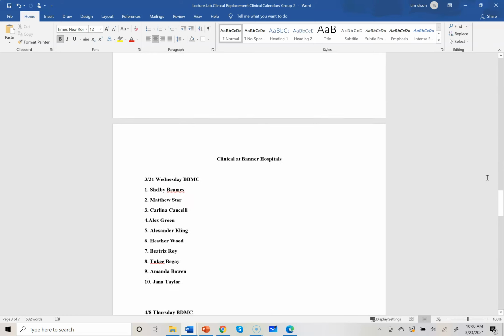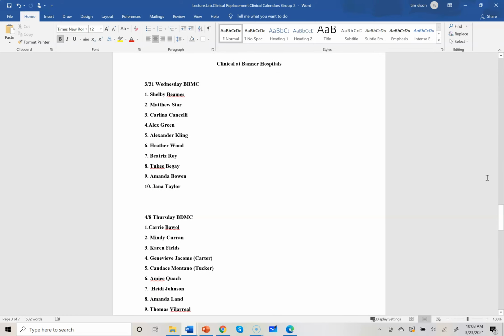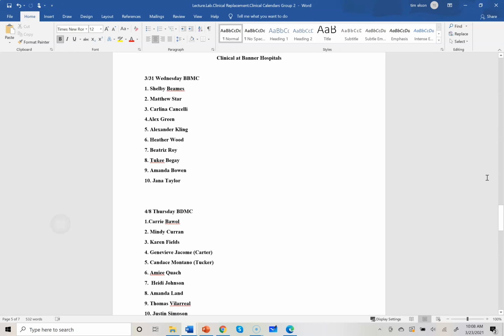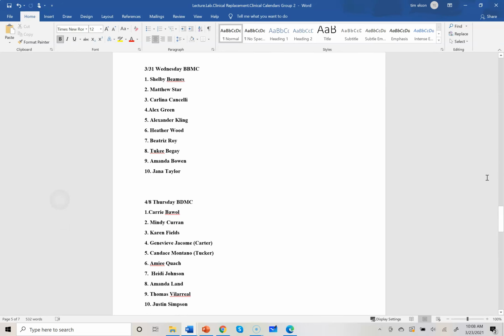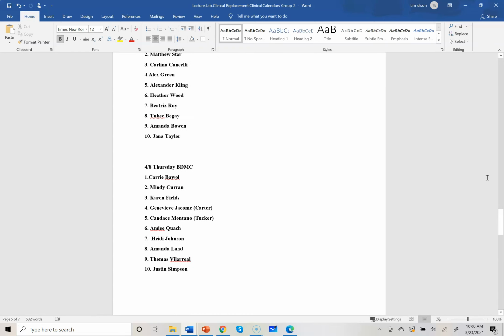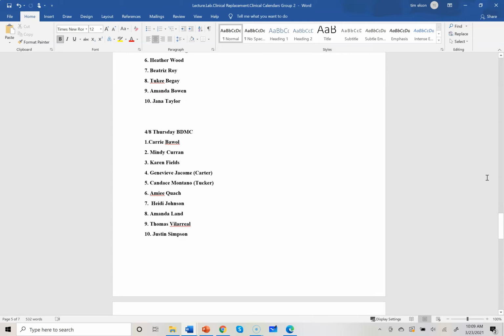And let's see here. So here is your clinicals. Everybody got one clinical day, which is unfortunately only one day, but it's better than nothing. And they're at least letting us come to their hospitals at least one day. So here are the clinical dates. The first one is on a Wednesday, which is 3/31. I believe those are the students from the first half. And I sprinkled the students from the first group into the other groups.